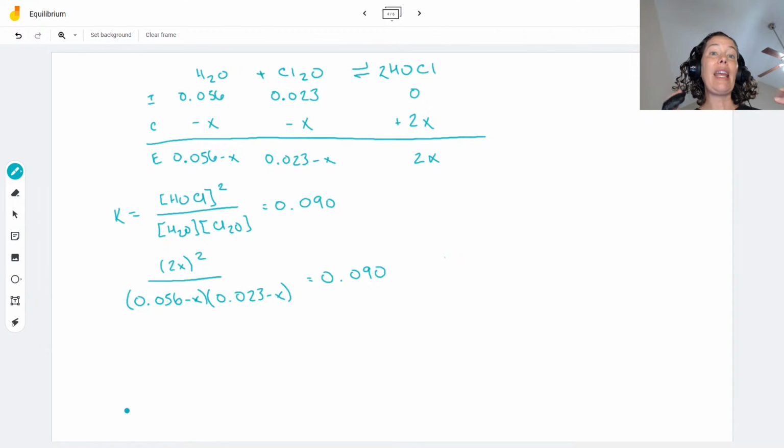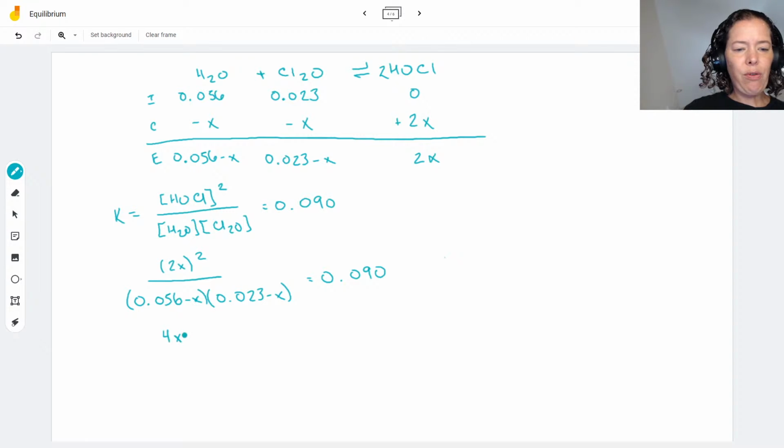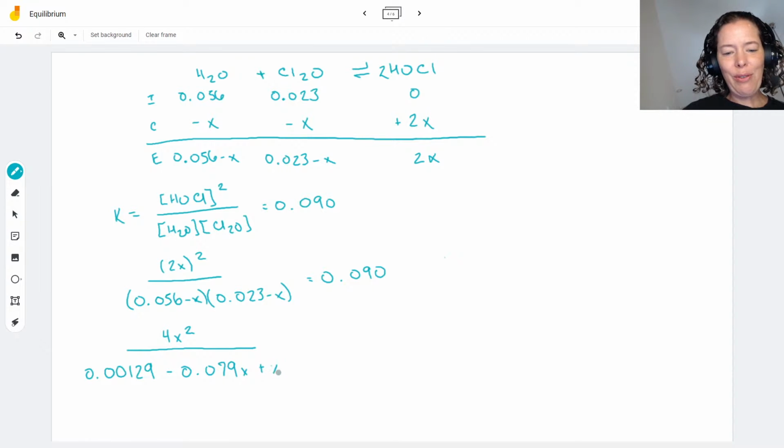Let's get the quadratic in the proper form so that we can use the quadratic equation. I'm going to FOIL the denominator, and of course we're going to simplify the numerator. So this is going to be 4x squared, and my denominator is going to look really nasty here. Don't panic, it is supposed to look terrible. These are very different from the quadratics that you would solve in your math class, where you usually have nice whole numbers or maybe one decimal place. And this still equals 0.090.